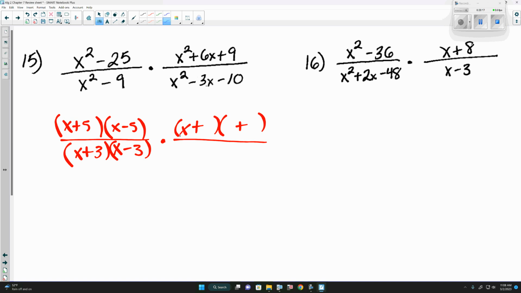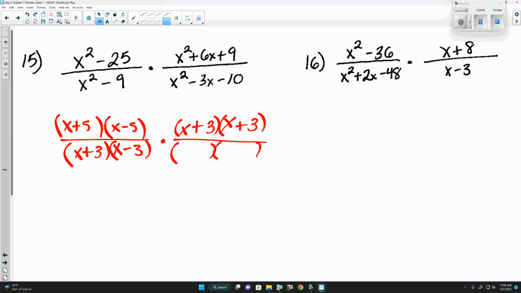Factors of x squared are x and x. We do have 1 and 9, but we also have 3 and 3. 3 and 3 is helpful because now we have an x plus 3 on top and bottom, yes? So they will cancel out.